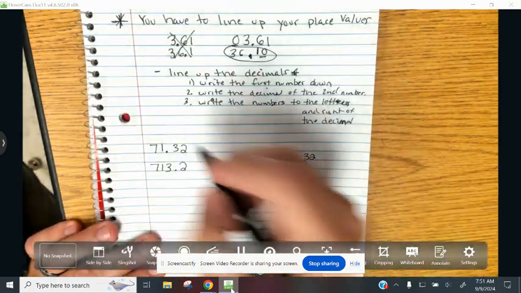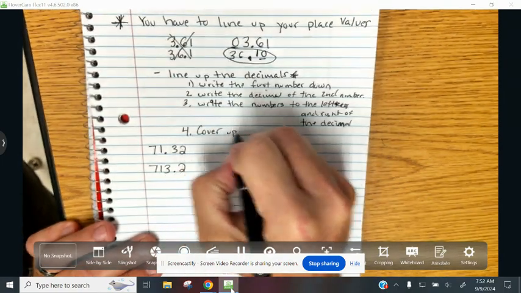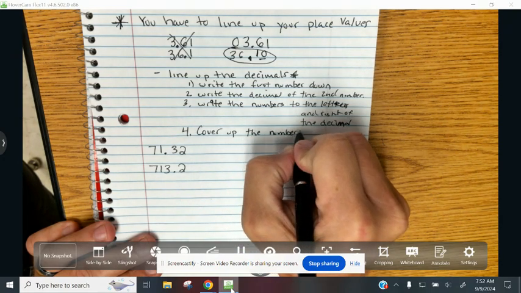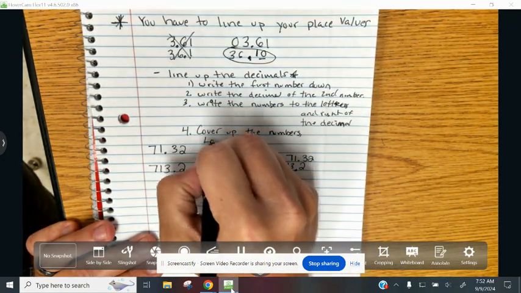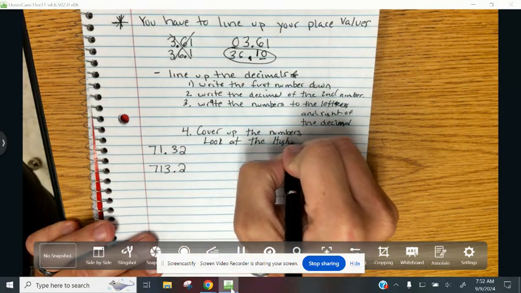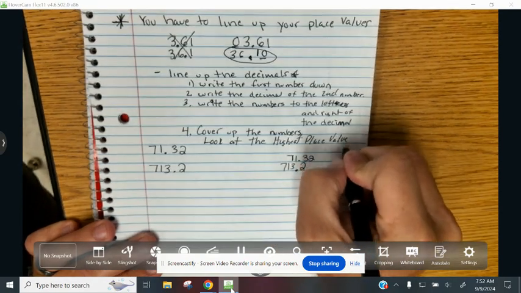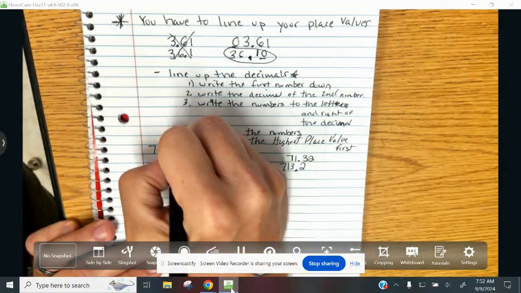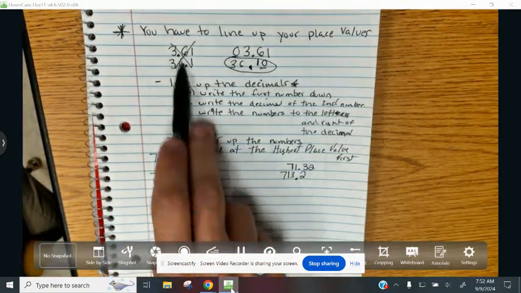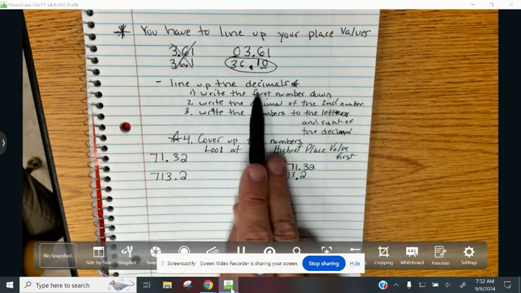And then again, your next step is going to be cover up the numbers and look at the highest place value first. And that's going to be a big key too. So this step and this step are the two biggest ones. Line up the place values. This just tells you how to do it.